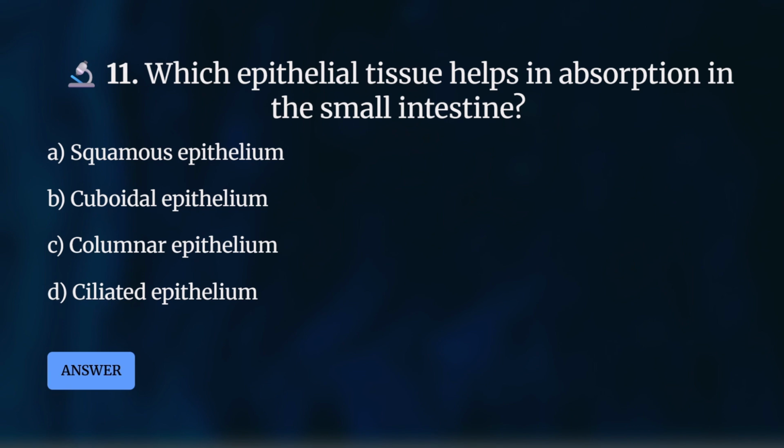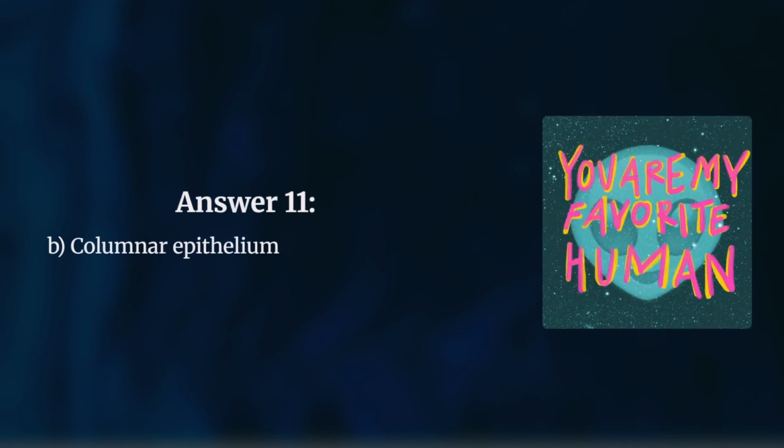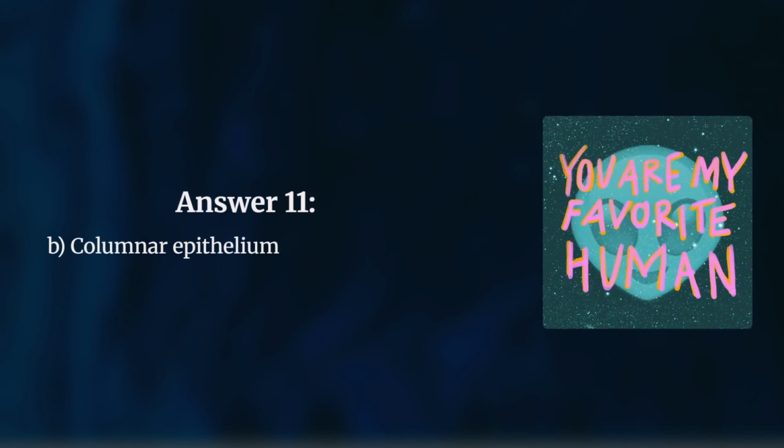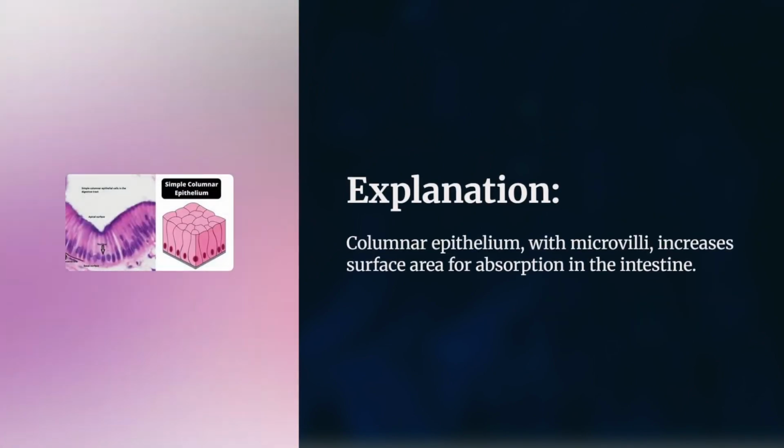Options are A. Squamous epithelium, B. Cuboidal epithelium, C. Columnar epithelium, and option D is ciliated epithelium. Correct answer to the question is columnar epithelium. Why this is so? Because columnar epithelium with microvilli increases the surface area for absorption in the intestine.